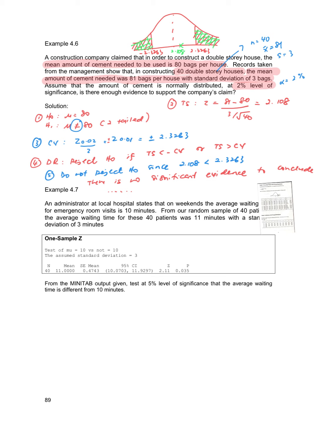The first step is to write the H naught and H1. So our H naught and H1 here is, the sentence here says test at 5% level of significance whether the average waiting time is different from 10 minutes. So that means H naught is mu equals 10 versus H1 mu does not equal 10 minutes. Okay, so this is a two-tailed test.